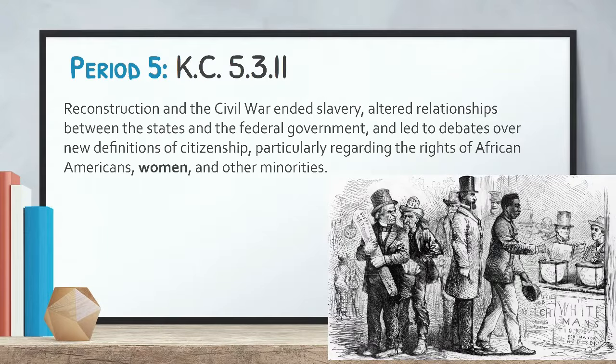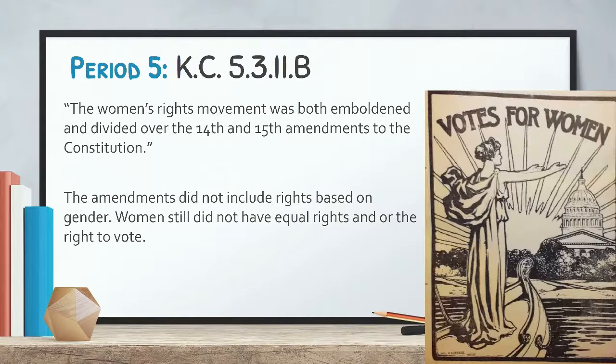The next slide is going to continue with this concept, as the women's rights movement was both emboldened and divided over the 14th and 15th Amendments to the Constitution. So the Reconstruction Amendments did not include rights based on sex. Women's suffrage supporters were particularly upset with the 15th Amendment, which guaranteed the right to vote for all men regardless of race, religion, or ethnicity, but it made no mention of gender. However, as we will see, the fight for suffrage would continue and pick up steam in the following decades.